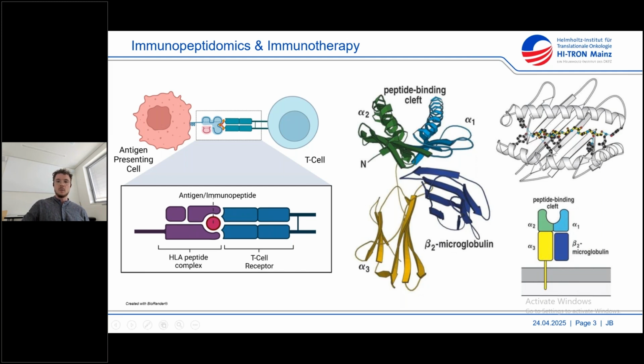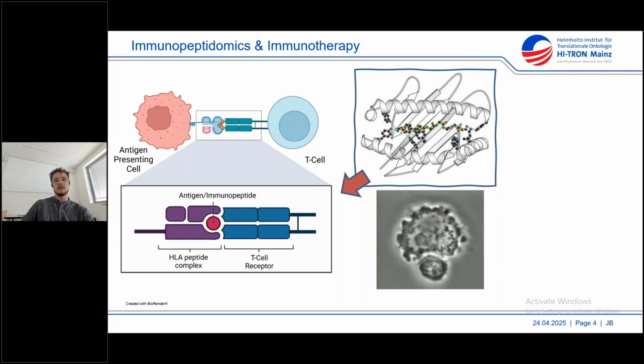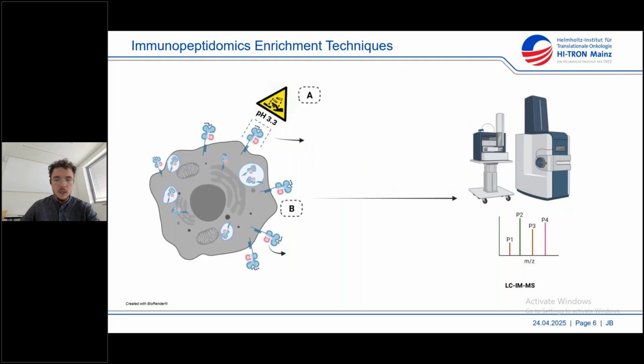And the analysis of this peptide repertoire is termed immunopeptidomics. With this intro, you can maybe already imagine that identifying neoantigens, or peptides that are specific for tumors in oncology, is really relevant for personalized immunotherapy.